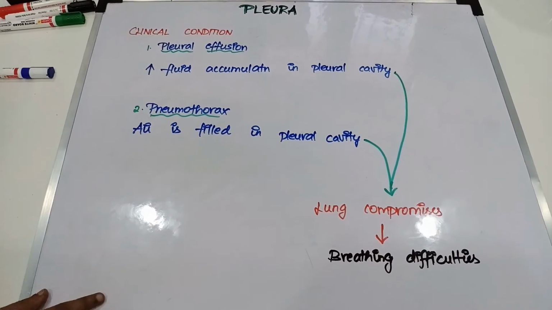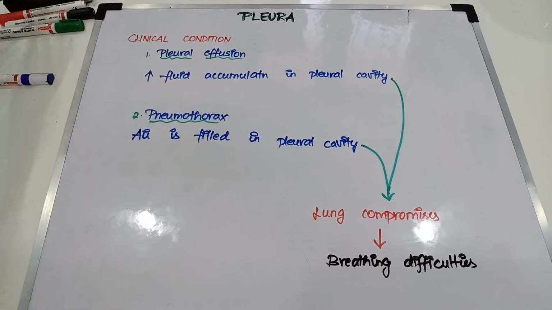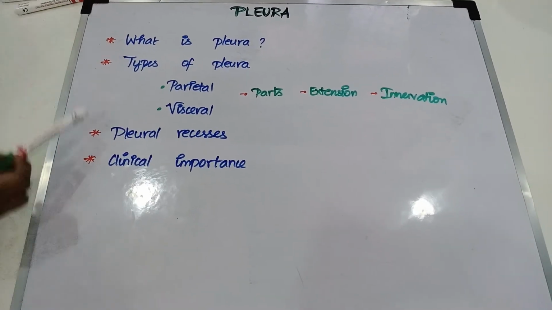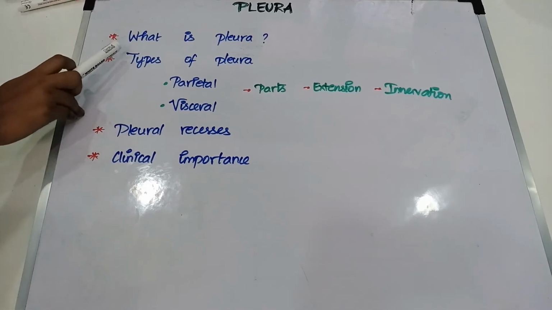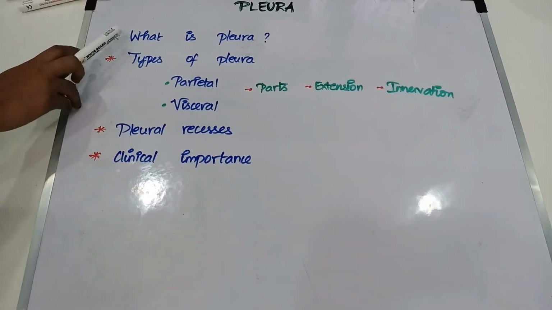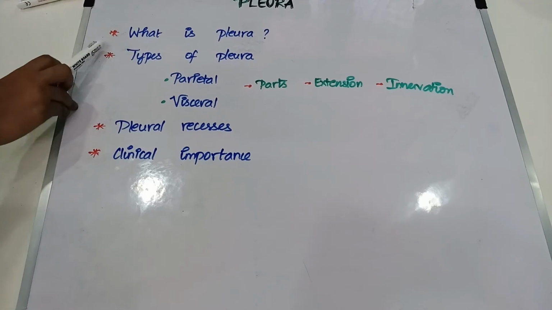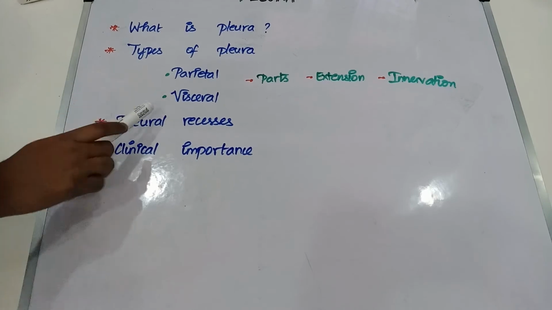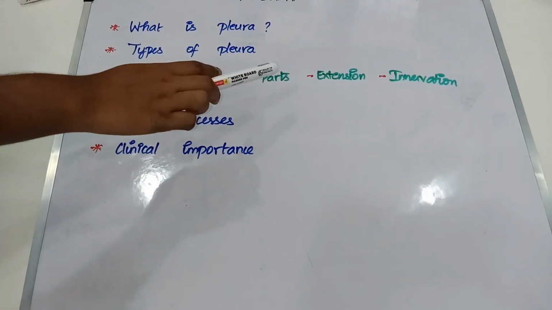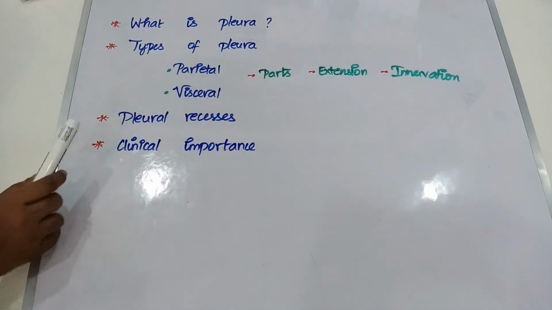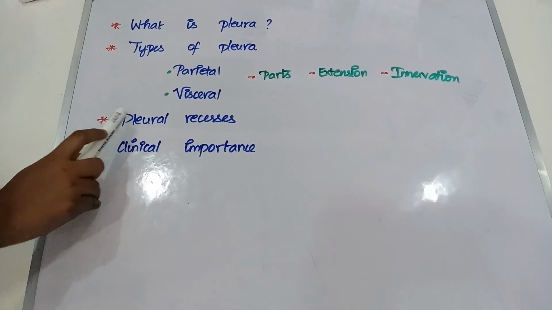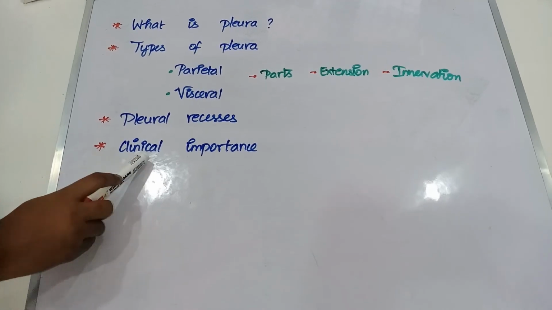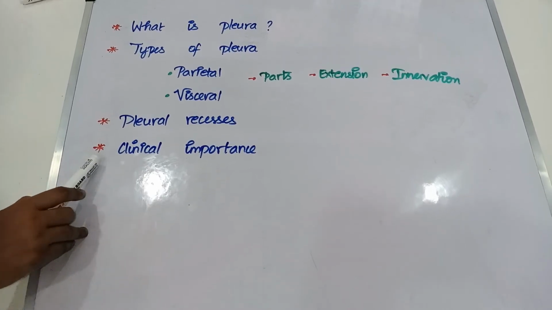So now we'll have a quick review of whatever we have seen. We have seen what the pleura is. It is a double layered membrane which covers the lung, and the space between the two layers is the pleural cavity. And we have seen about the parietal pleura and visceral pleura, their parts, extension and innervation. And then the pleural recesses, two types of recess, costomediastinal and costodiaphragmatic recess. And the clinical conditions are pneumothorax and pleural effusion.